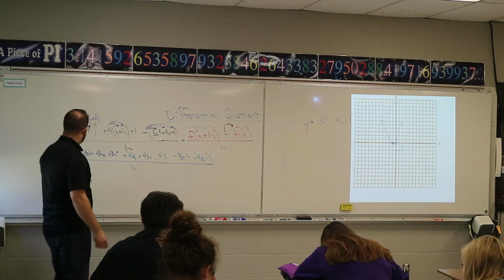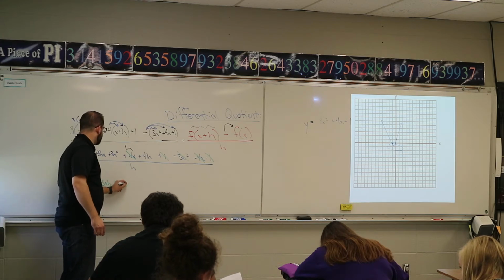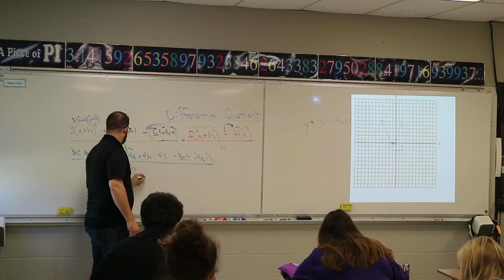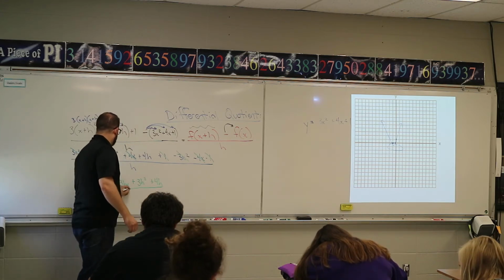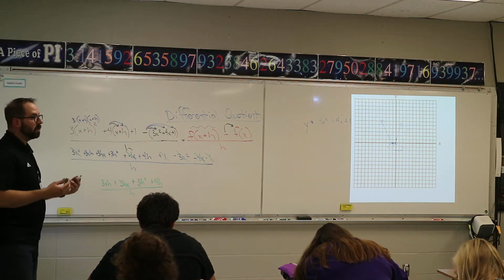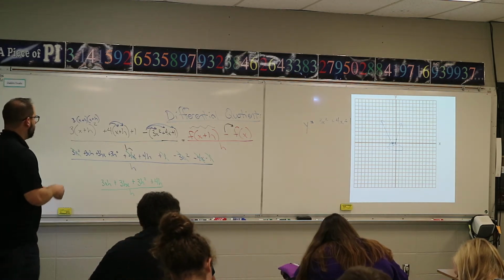So what I'm left with is 3xh plus 3hx, which I can add those two together if I wanted to, plus 3h squared plus 4h. And that's all over h. Okay, makes sense so far? For the most part, anyway, because, again, this is the first day you've ever seen this.